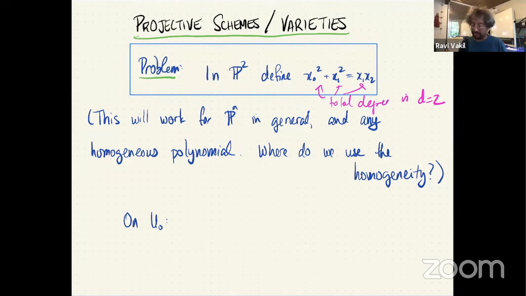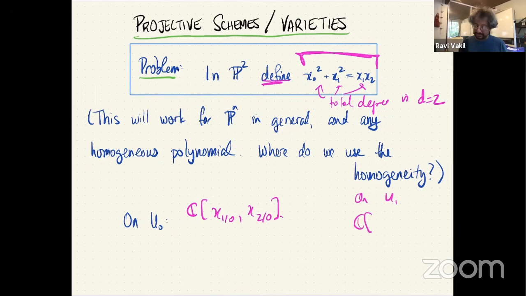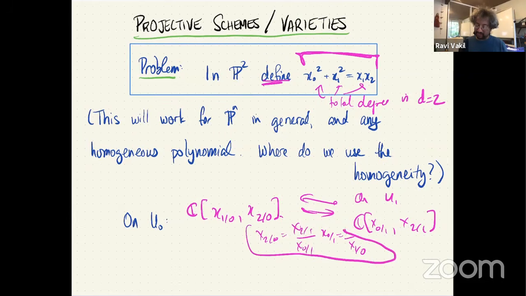Let me remind you of our conventions for coordinates on P^2. So what does this even mean? Well, that's why we have the problem to define it. On U_0, the ring was generated by x_10 and x_20, and on U_1 it would be x_01 and x_21. And there's a way of communicating between these two rings, which said, for example, x_01 is 1 over x_10, and x_20 is equal to x_2 over 1 divided by x_0 over 1. So we have this way of communicating between them.